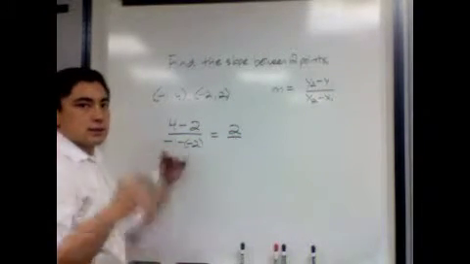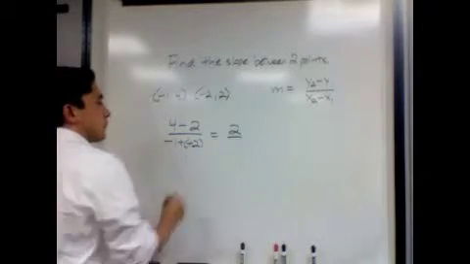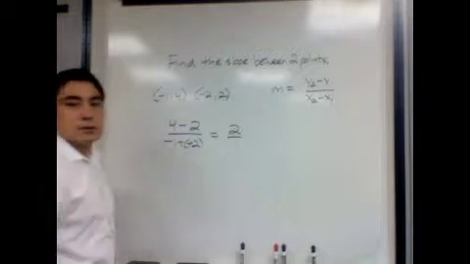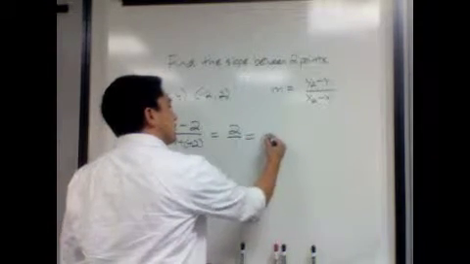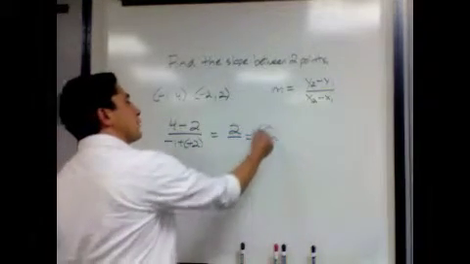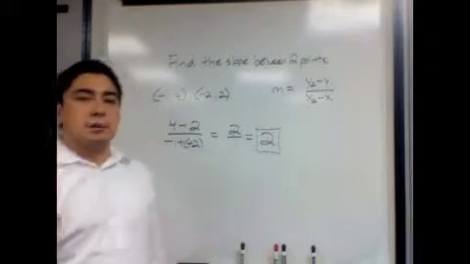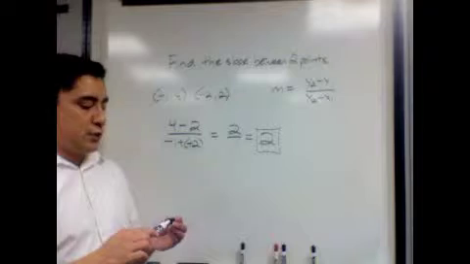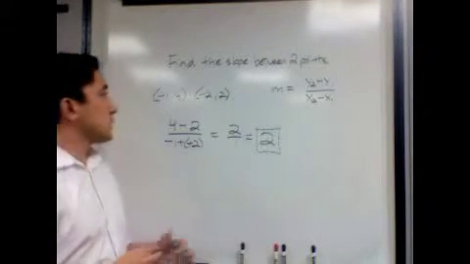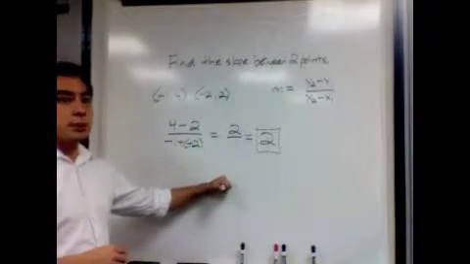But here, since it's minus a negative, those become a plus. So negative 1 plus 2, which is 1. 2 over 1 reduces to 2. So your slope is 2. So this would be how you find slope between 2 points. Please memorize that. It's very important that you get that down. We're going to be using that a lot. So this is how you find slope between 2 points.